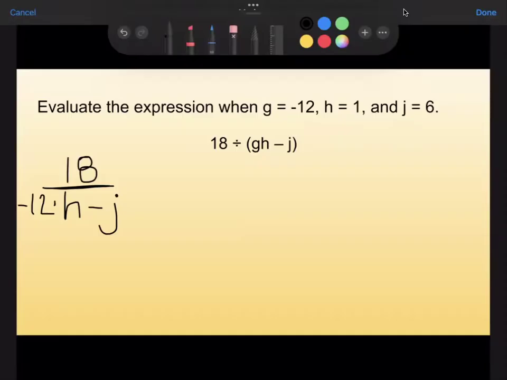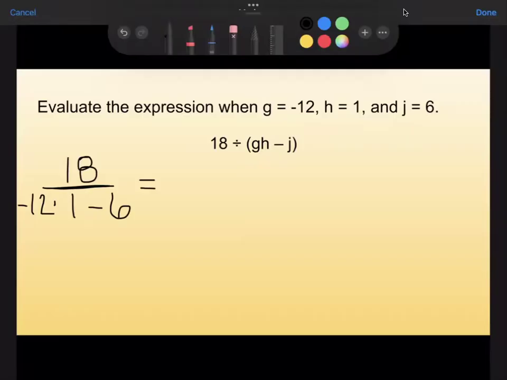When we have gh next to each other, that's g times h. I'm going to replace h with 1. And then I'm going to replace j with 6. So this is what I really have. I have 18 over -12 times 1 minus 6.